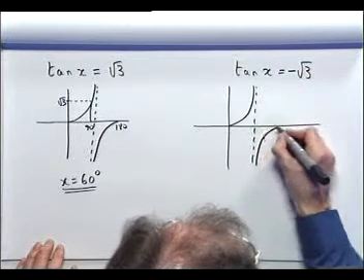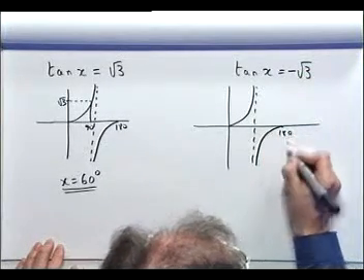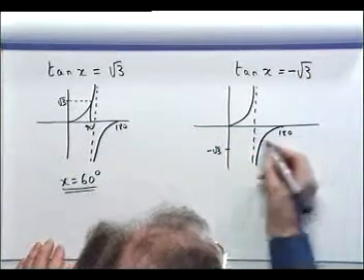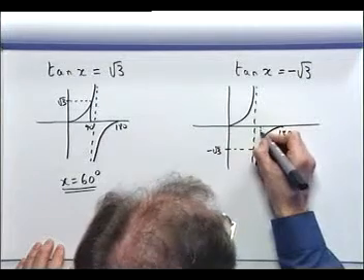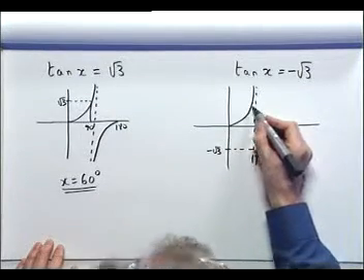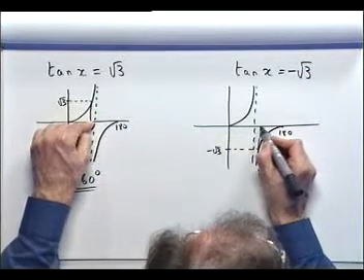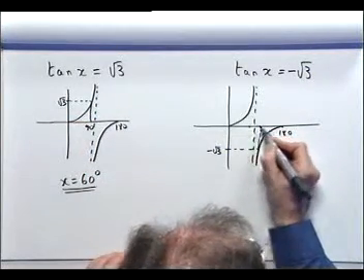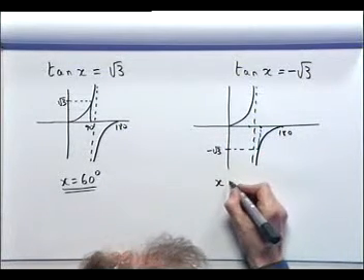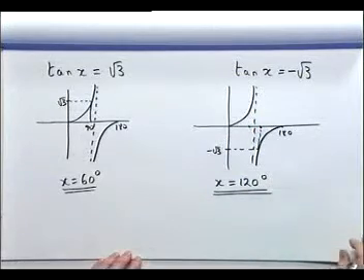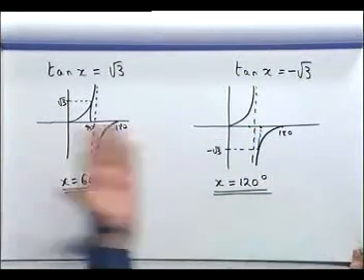Between 0 and 180, the range over which we're working. Here we've got minus root 3. Go across there and down to there. And symmetry says it's got to be the same as this one over here. It's got to be the same either side. So in fact, if that was 60 there, this must be 120 here. So x is equal to 120 degrees. So far we've been working in degrees, but it makes little difference if we're actually working in radians.